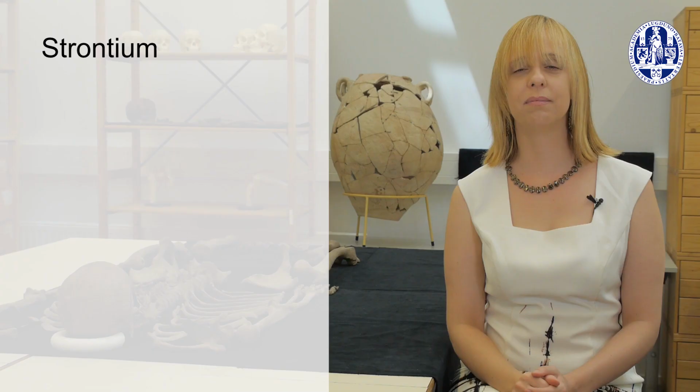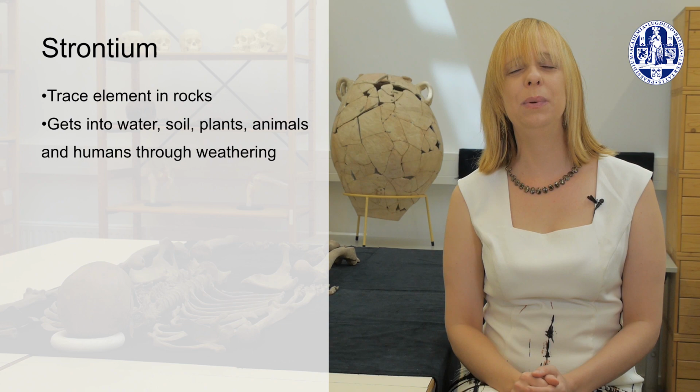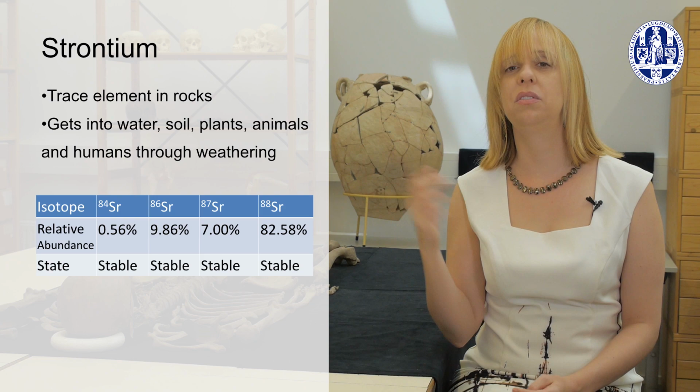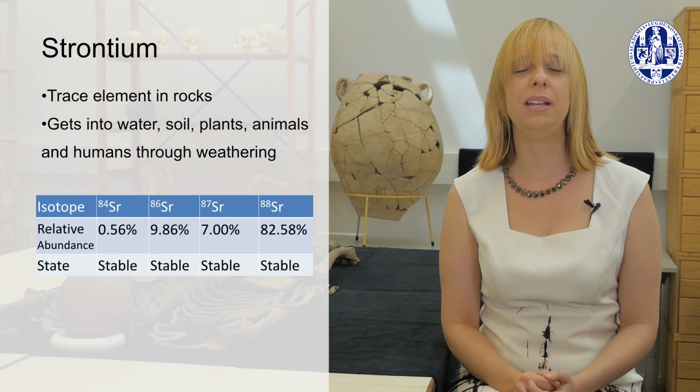Strontium is a trace element found in rocks, which through weathering gets into water and soil, which thereby becomes incorporated into the tissues of plants and animals. There are four naturally occurring strontium isotopes present in different proportions, as shown here. Osteoarchaeologists use the ratio of two of these, strontium-87 to strontium-86, for migration research.